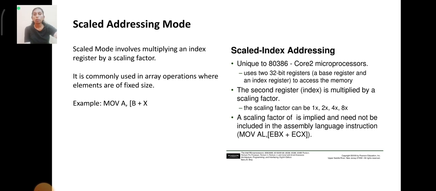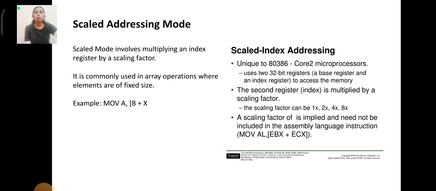Scaled addressing mode. Scaled mode involves multiplying an index register by a scaling factor. It is commonly used in array operations where elements are of fixed size. Example: MOV A, [B + X].